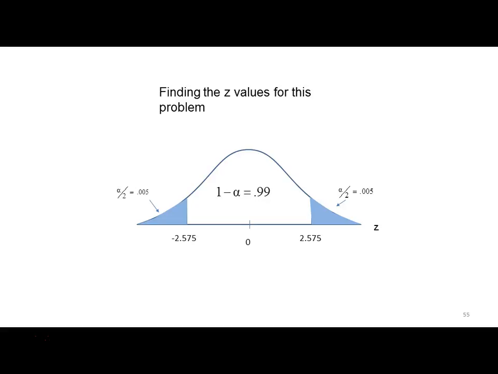Again, in case you don't remember the z-values for 99% confidence, I've just drawn a little graph here to remind you of those. 0.99 in the middle of the distribution, meaning 1/2 of 1% in each end, 0.005. Go to your z-table and you should be able to find those values to be about 2.575.